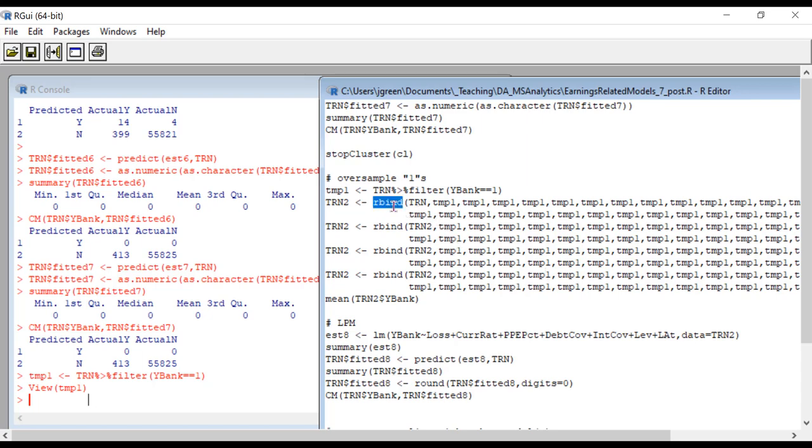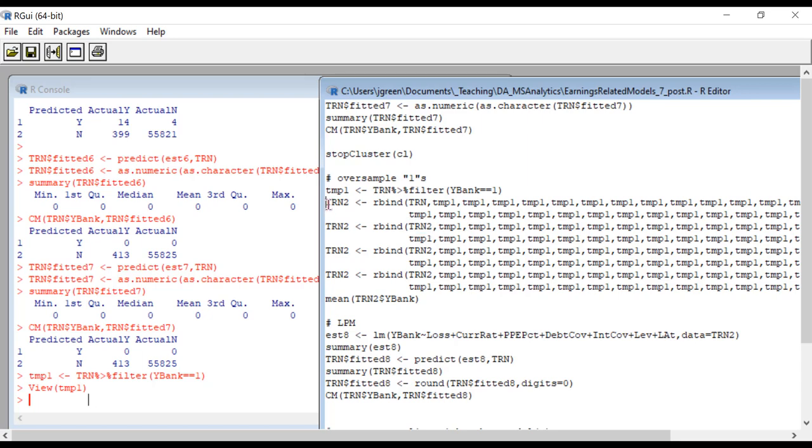So how I do that is rbind. Rbind is combine rows. So I'm taking the training data set and putting the temp1 on the bottom of it. So I'm repeating this temp1 over and over. Here, notice I'm taking training 2, where I've already added a bunch of these temp1s, and doing it again, and again, and again.